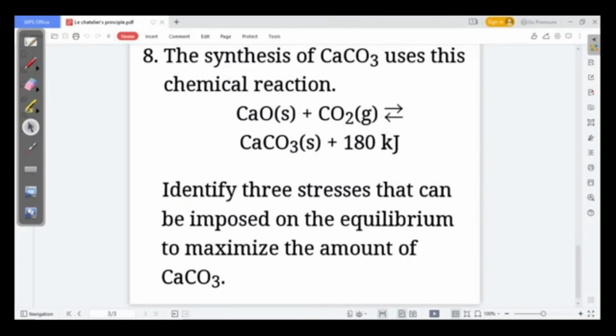And of course, the last question also focuses on the same concept. What do you think? Identify the 3 stresses that can be imposed on the equilibrium. If you look at this kind of question, it's basically one and the same. Why do I say it's one and the same? Because from what I'm able to see, it's basically also an exothermic reaction. So it's very easy to deal with.